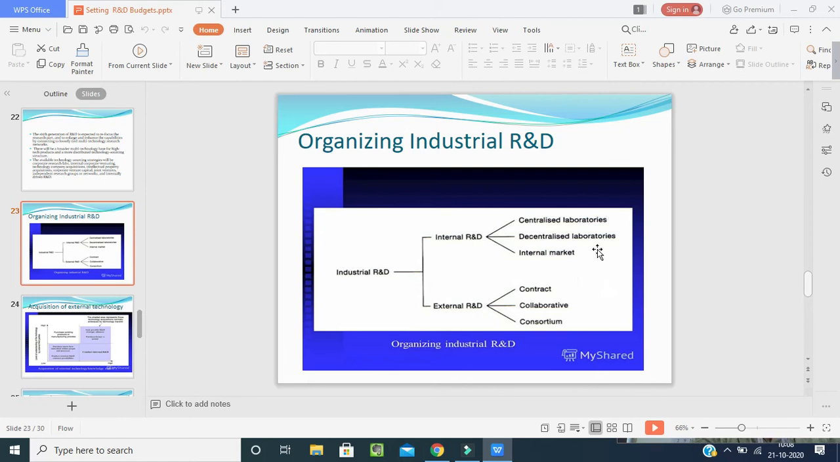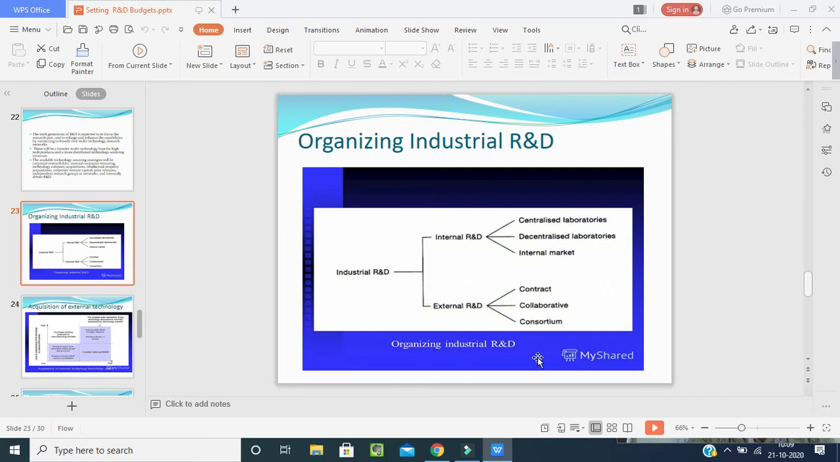Coming to the decentralized laboratories, when the authorities find some defects in old products, they will go for the decentralized laboratories and research it once again: what are the effects, what are the mistakes that took place in the centralized lab. Third, what is the internal market? Internal market means within our organization, who are the suppliers and who are the manufacturers, what sort of HR people are there, and who are the local market people. All these criteria and work are taken up in the internal market.